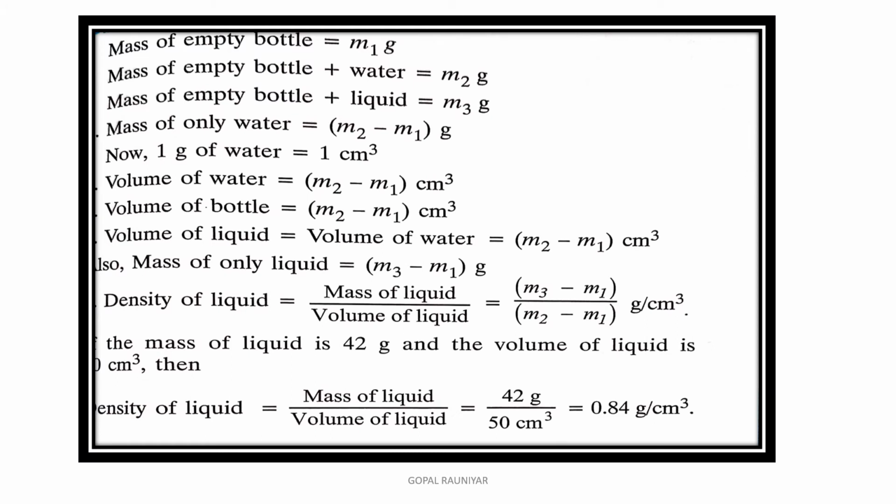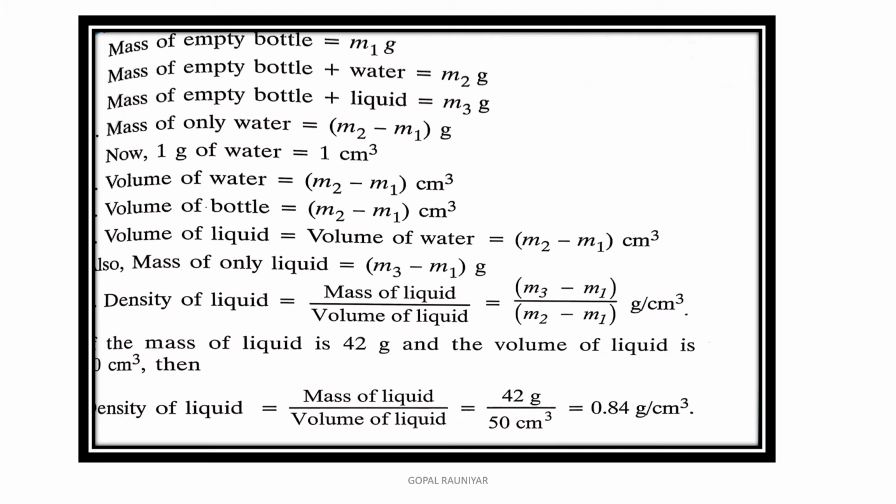Let the mass of the empty bottle be m1 gram, the mass of the empty bottle plus distilled water be m2 gram, and the mass of the empty bottle plus liquid be m3 gram. Suppose we have to find the mass of only water. So how can we find it? The mass of the empty bottle plus water is m2 gram and the mass of the empty bottle is m1 gram. So the mass of only water is m2 minus m1 gram.